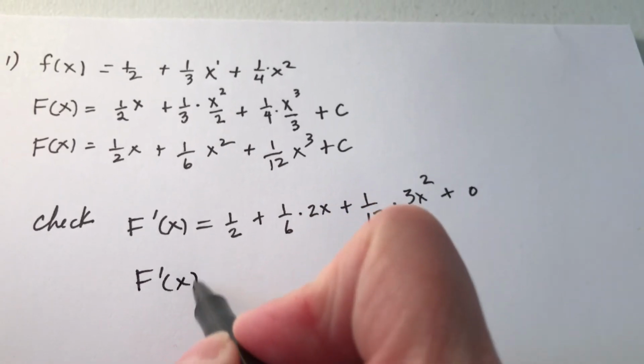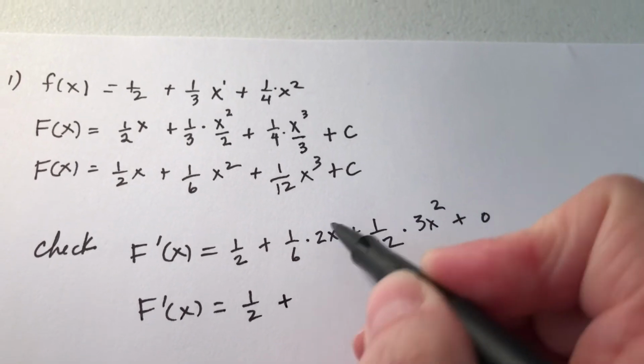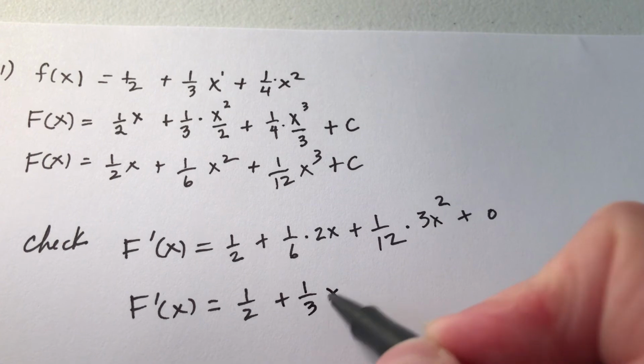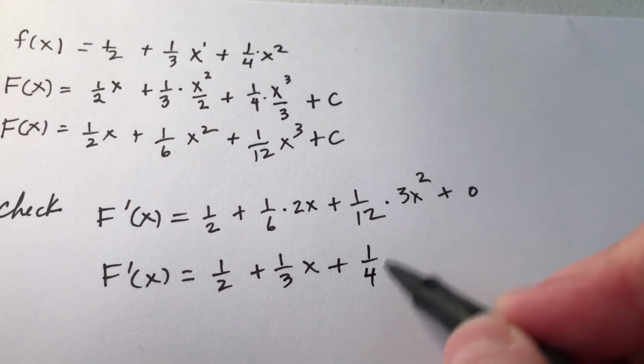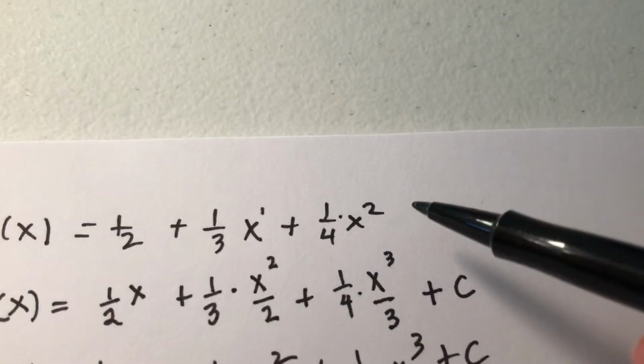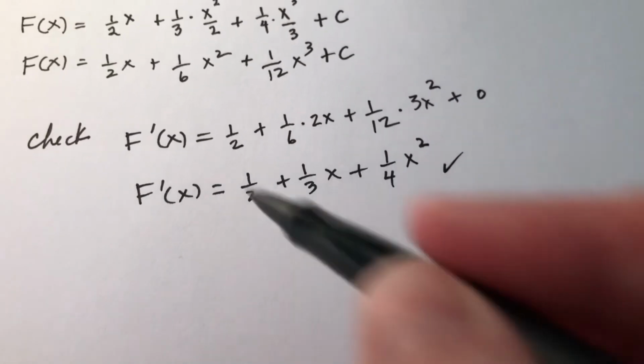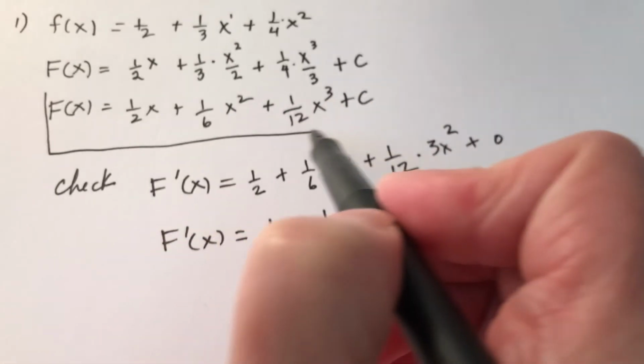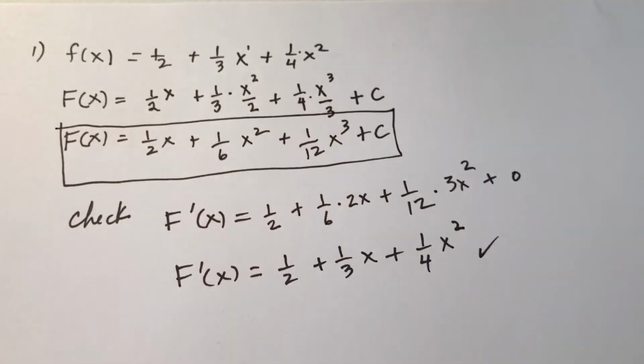Let me check. Simplify, I get 1/2 plus 1/3 x plus 1/4 x squared. Let me go check and see if that's what I started with. Yep, that's what I started with. So this is the antiderivative. All right, I'll be back with number 2.